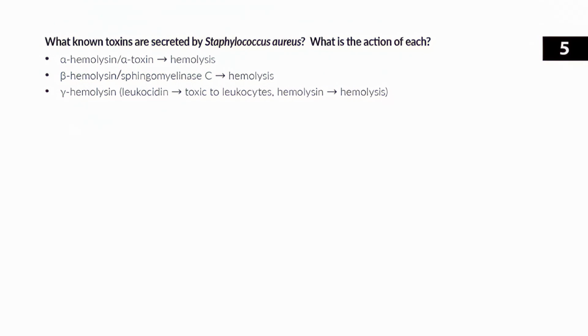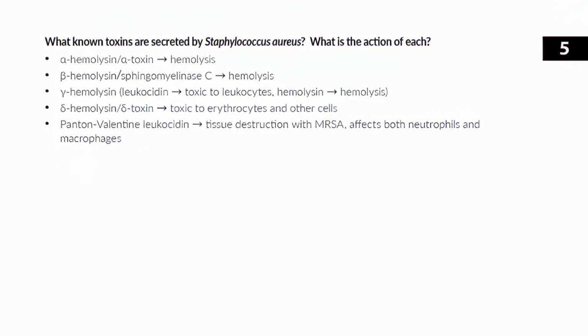that's both a leukocidin, that is, it's toxic to leukocytes, as well as a hemolysin, and that is that it lyses red blood cells. And delta hemolysin, also known as delta toxin, is toxic to erythrocytes as well as other cells. Another important toxin I want you to remember is Panton-Valentine leukocidin. It's responsible for a lot of the tissue destruction that we see with community-associated MRSA, or methicillin-resistant Staphylococcus aureus. It too is a bicomponent toxin like gamma hemolysin. Panton-Valentine leukocidin affects both neutrophils and macrophages.